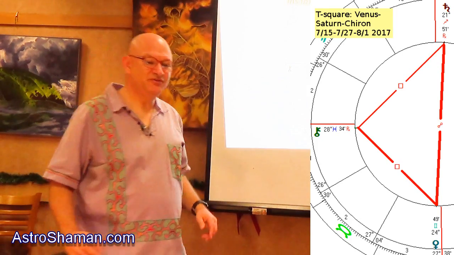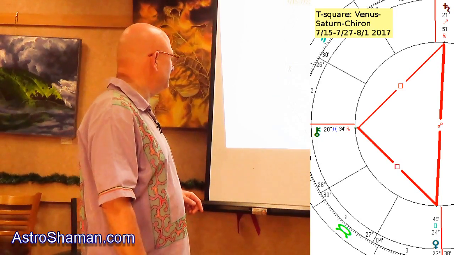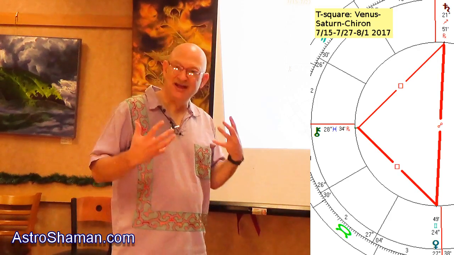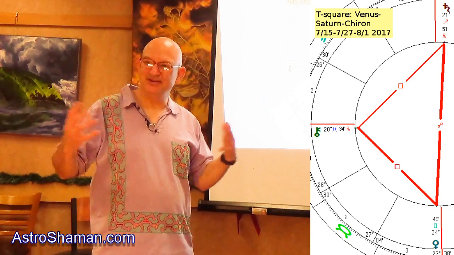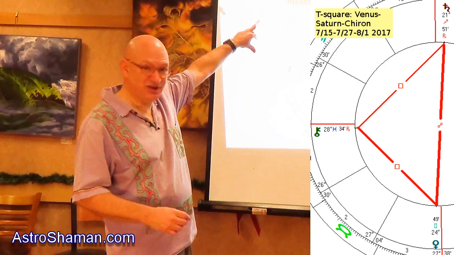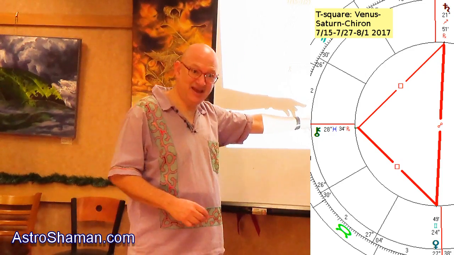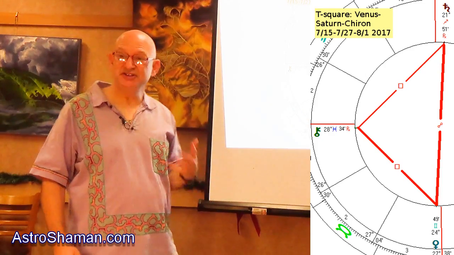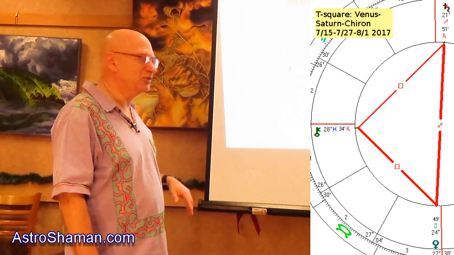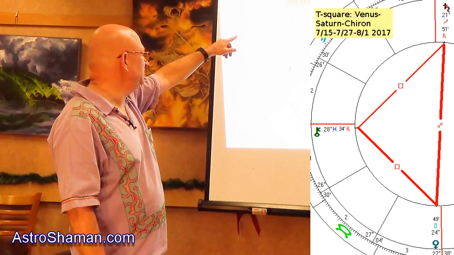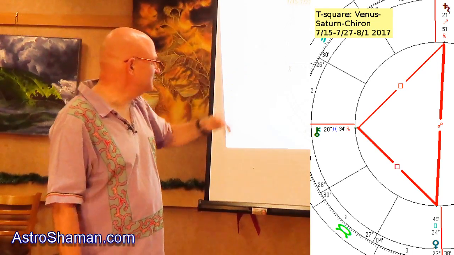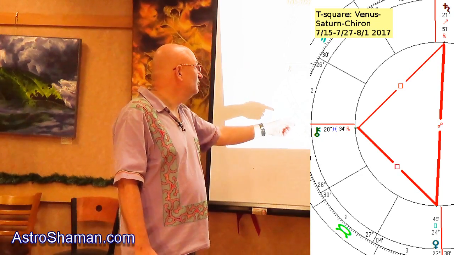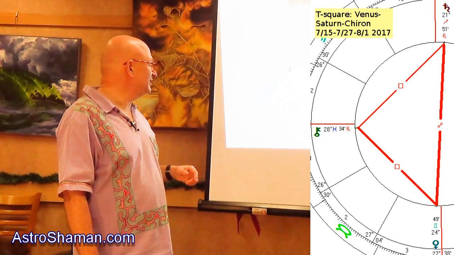Now, this one's a Venus, Saturn, Chiron T-square. So the foundation members, I'm so glad I gave you the basics up front because now we can get a better perspective. Okay, Saturn, Chiron, we talked about them. Now, Venus is in the game, okay? Venus is relationship and creativity and money as her core meanings. This is July 15 to August 1st, so basically the second half of July.